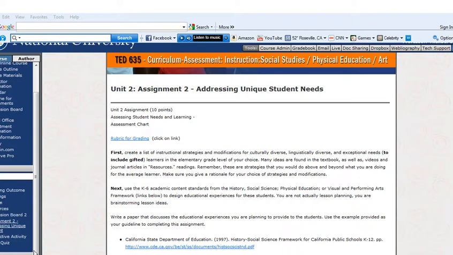Be sure to read chapters 3, 6, and 8. This whole week is about addressing unique student needs.